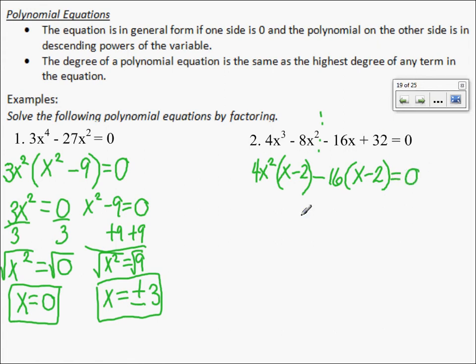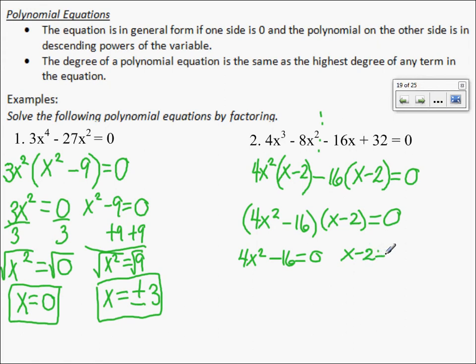Equals 0. And as you might have learned from a previous math class, when these two terms are similar, you can break it into the two pieces on the outside coming together as one term, so 4x squared minus 16 being one term, and x minus 2 being the other term. Since this has been factored and it's set equal to 0, you can now set each term equal to 0. So 4x squared minus 16 equals 0, and then we have x minus 2, and let's set that equal to 0 as well.